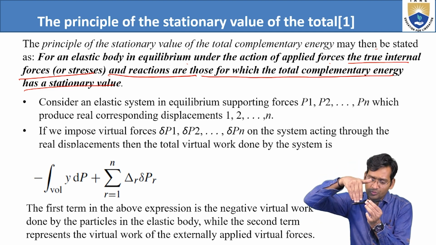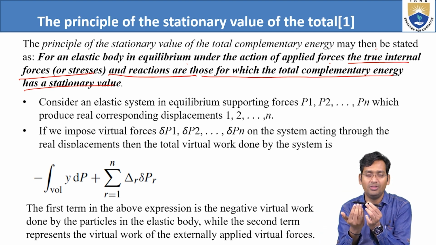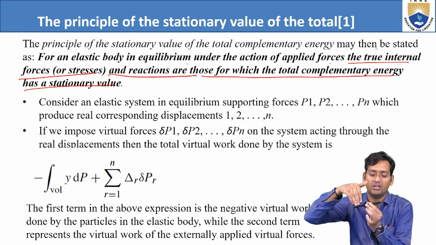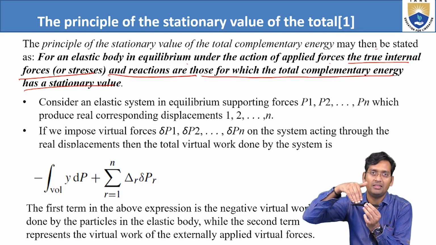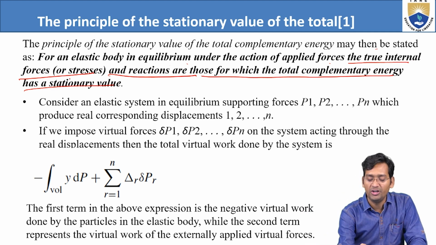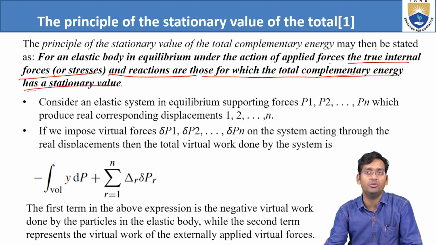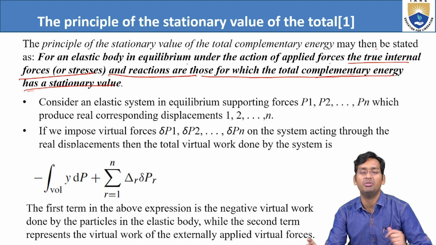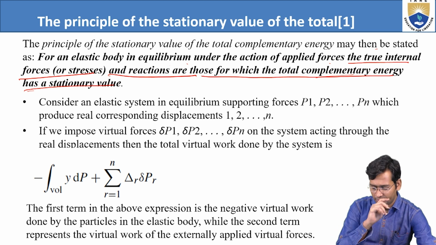If this force is more, then the body will move, right? So if the internal force is lesser than the external force we are applying, for equilibrium the external force must be equal to the internal force also. So the true internal forces or stress and reactions are those for which the total complementary energy has a stationary value. That means the complementary energy should have a fixed or stationary value, that is, its value should not change. Okay, so let's see how.